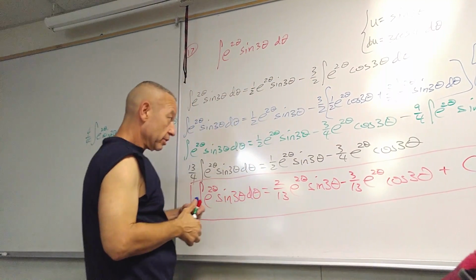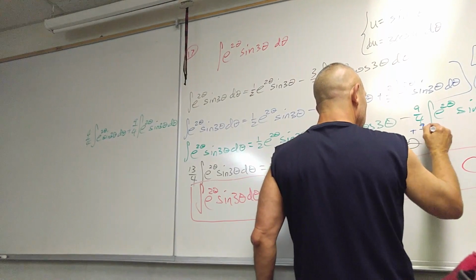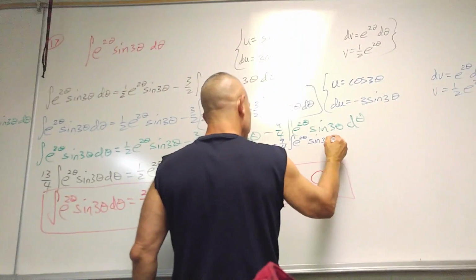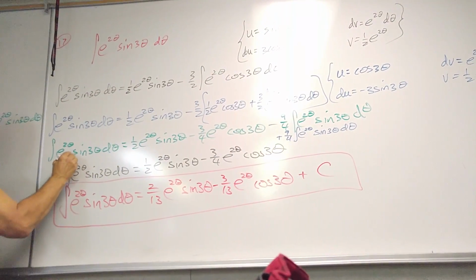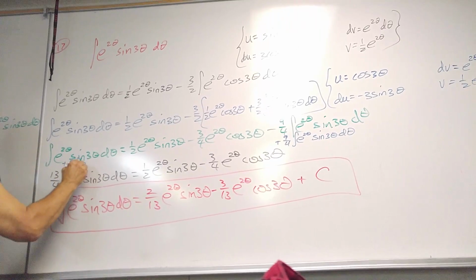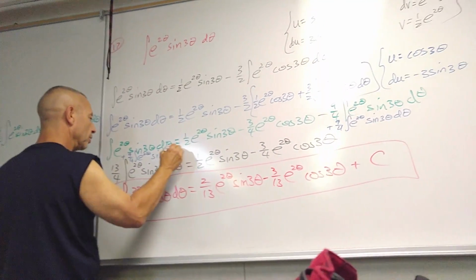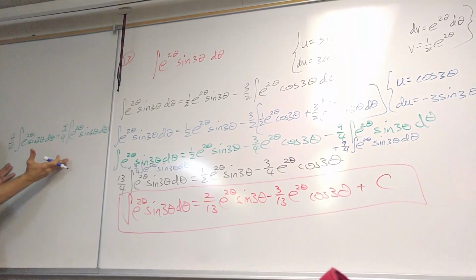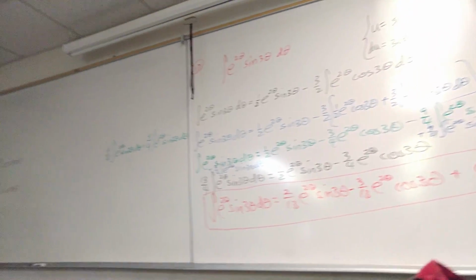I guess I could write it out. What I'm doing is I'm adding 9/4 integrals e to the 2 theta sine 3 theta d theta to both sides. So when I add this to this, right here, over there, it cancels. Questions?